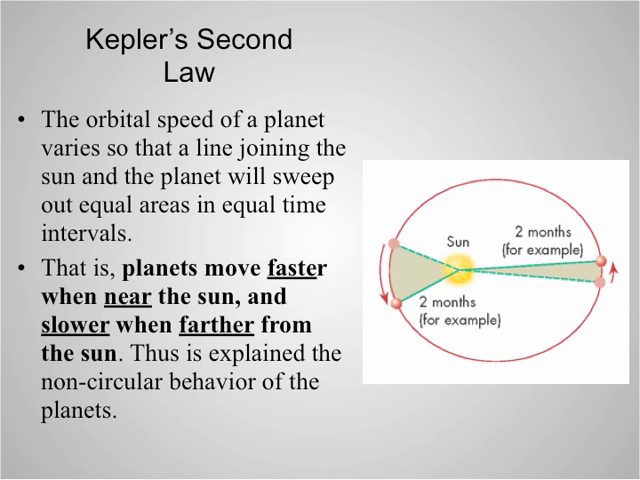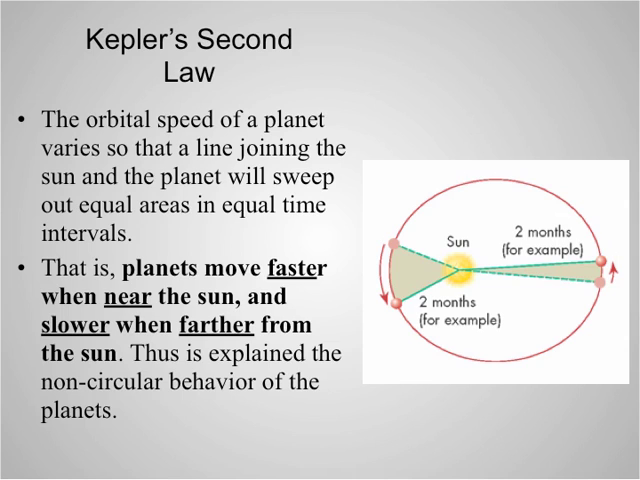What this means is that planets move faster when they are closer to the sun and slower when they are farther away. So since the sun is offset from the center, this means that during some point in its orbit, a planet approaches the sun a little more closely than during other points of its orbit.